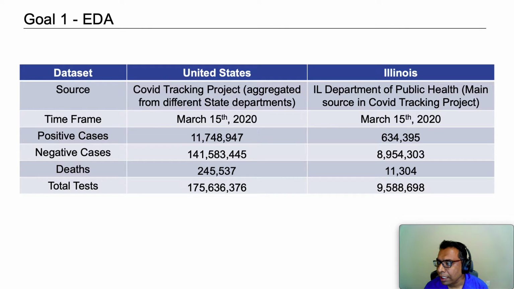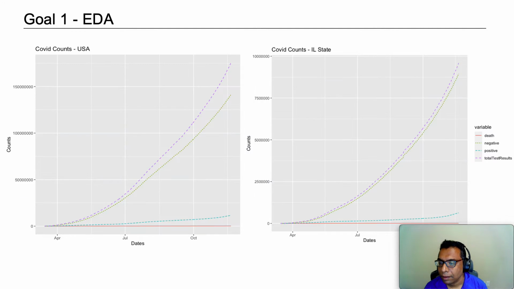We have gone through the EDA part in our last presentation. Here are some key statistics, and the source of the data is the COVID Tracking Project. Here we can visually see for both US and Illinois that the total tests done are very high, deaths are very low, and positive counts are low when compared to the negative counts.